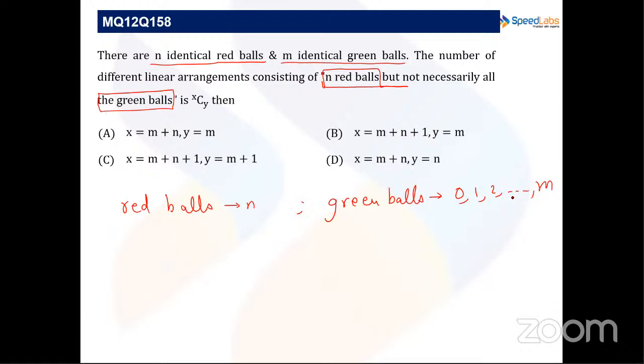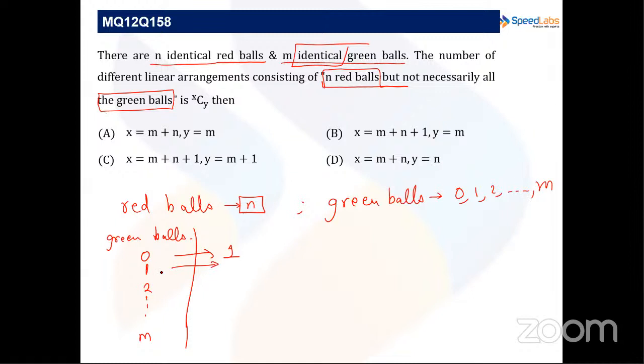So let's say we have red balls, and green for the green balls. See, red balls are fixed. So green balls 0, 1, 2, and so on up to m. If we have 0 green balls, then we have all the n red balls. So the number of ways we can arrange them is one way, since it is given that they are identical.